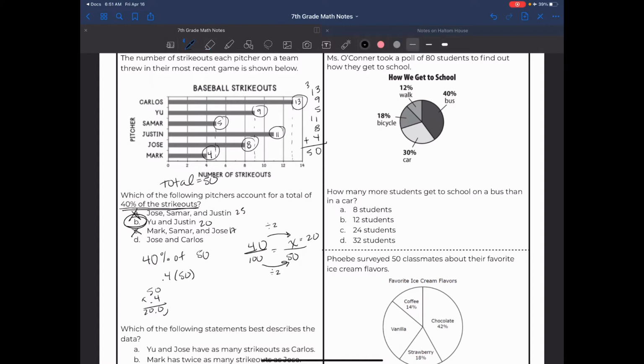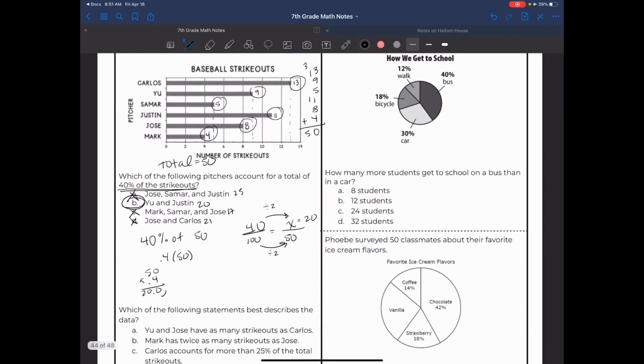So it can't be those guys. And then Jose plus Carlos is 8 plus 13, which is 21. There you have it, guys. So really the hardest part of this question is just trying to figure out what is 40% of 50. And then from there, I just feel like it's simple logic.